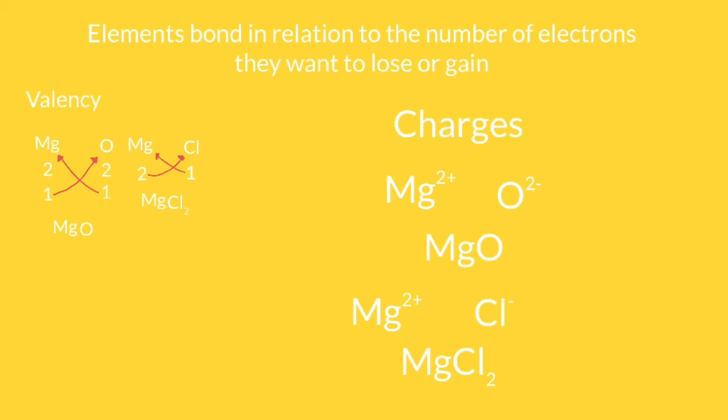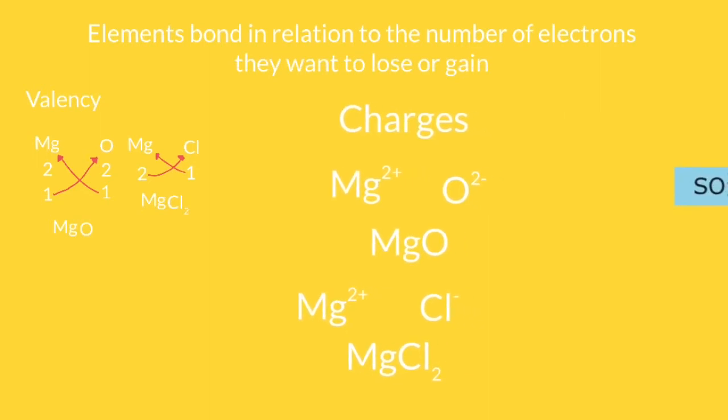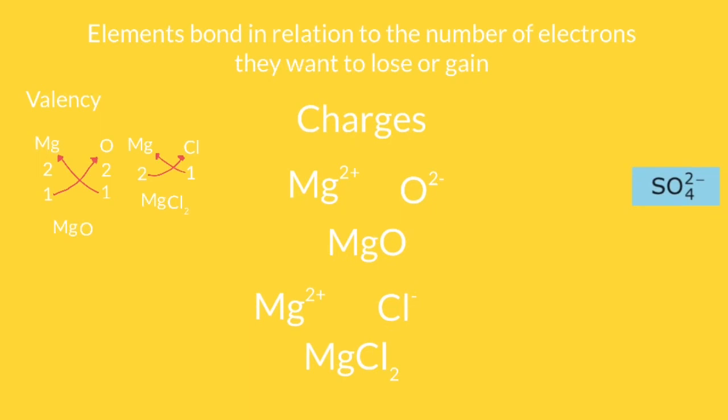The reason why I'm showing you this is this can be very helpful whenever it comes to molecular ions. So for something like SO4 2-, if SO4 2- is going to bond in with your magnesium, then it's going to be Mg2+ and SO4 2-. So you'll need 1 of each to cancel that out to give you MgSO4.